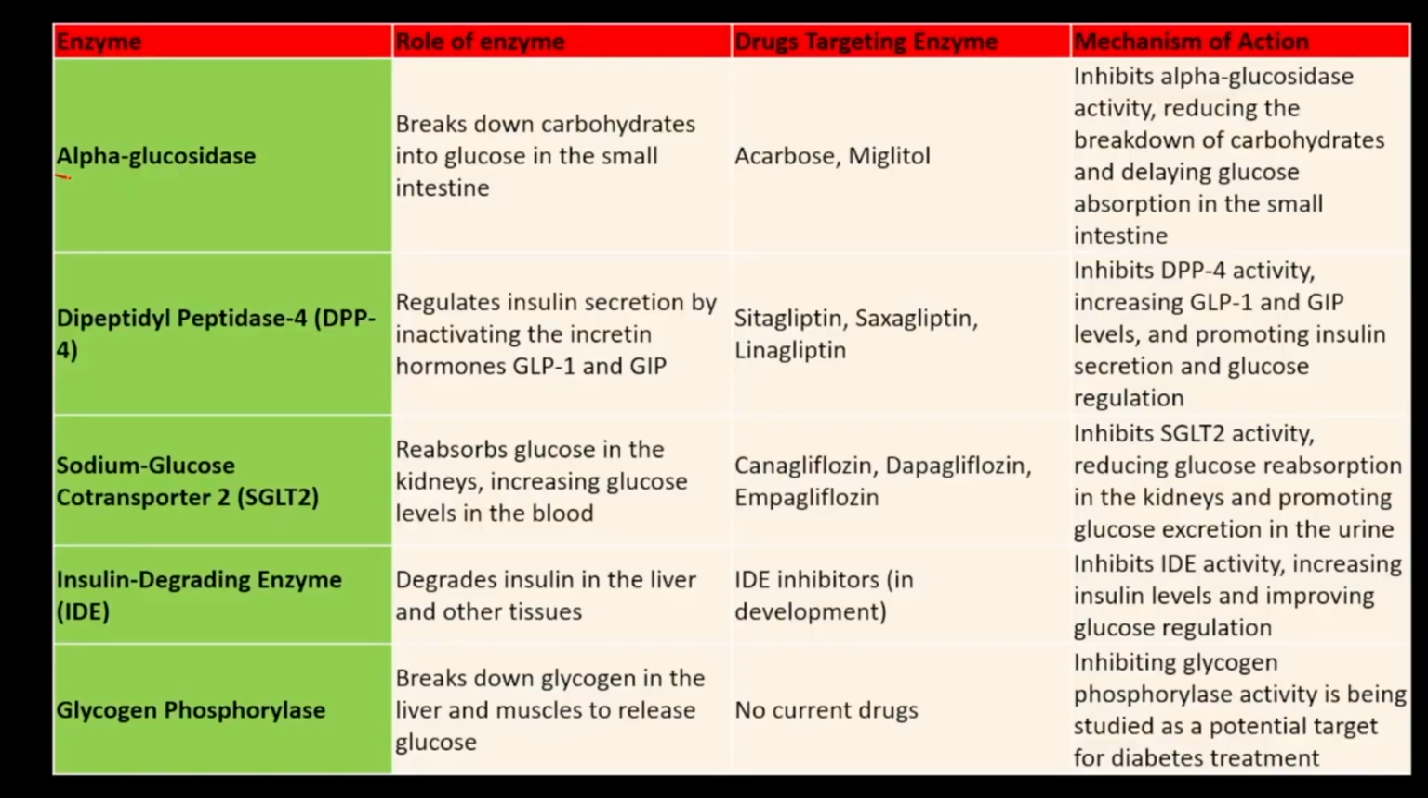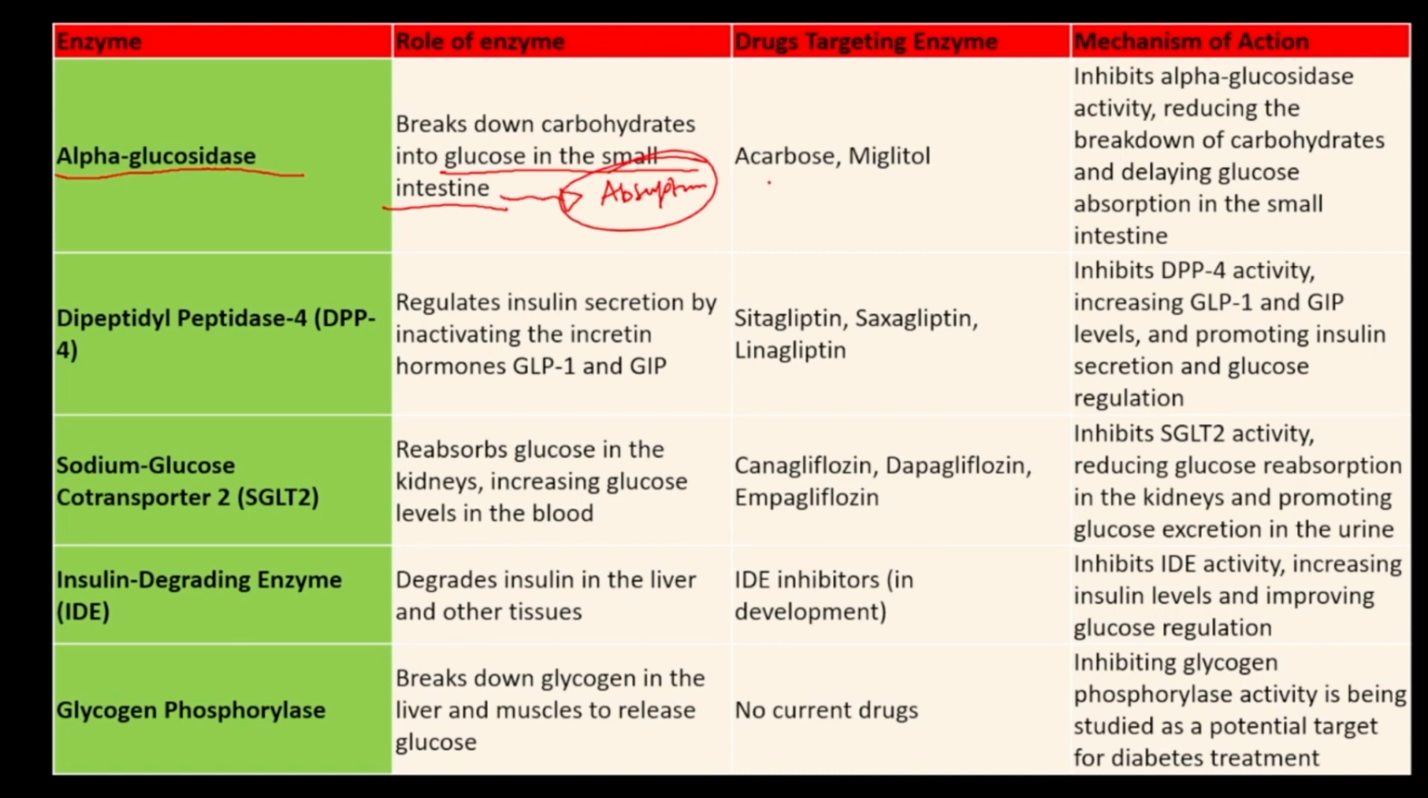So if you want to target alpha glucosidase, the role of this enzyme is that it breaks down carbohydrate into glucose in the small intestine, and as a result it allows the absorption of the glucose molecule.